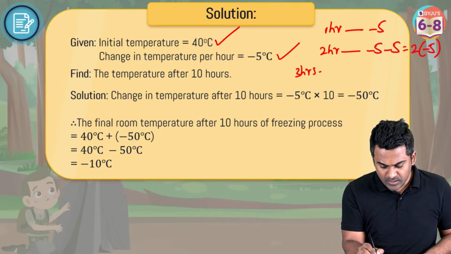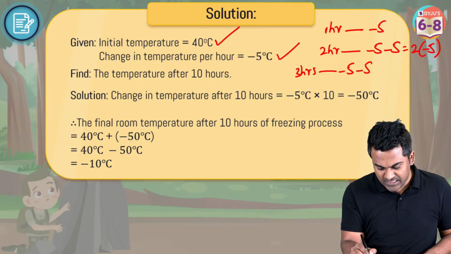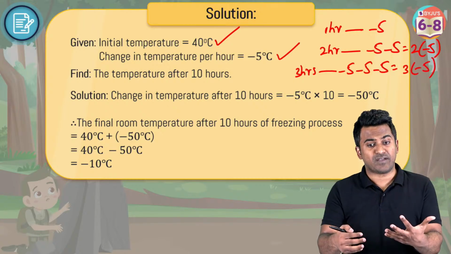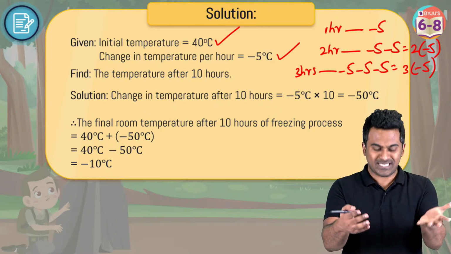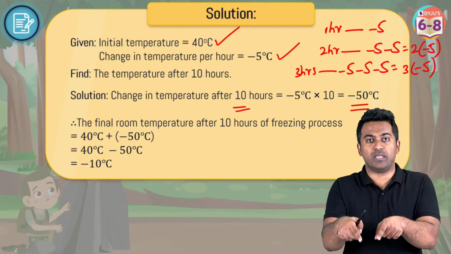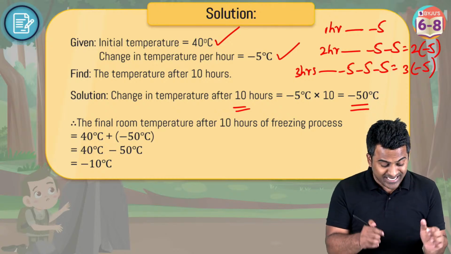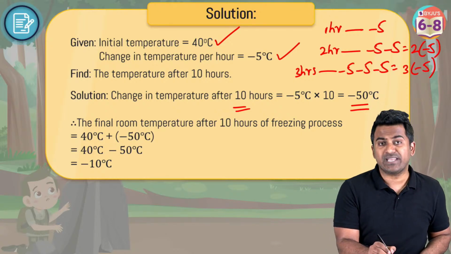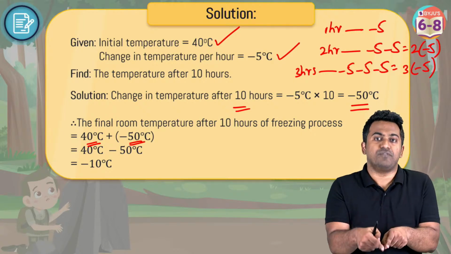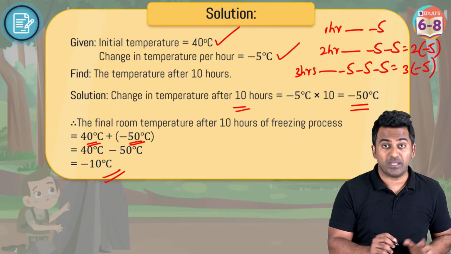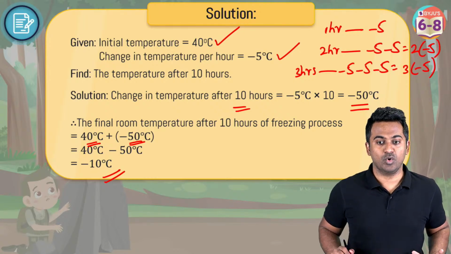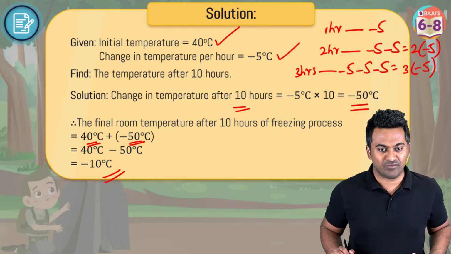In 3 hours, how much is going to be? Minus 5 for the first, minus 5 for the second, minus 5 for the third. So this can be written like 3 times minus 5. So a similar process is going to follow. So after 10 hours, the collective drop is going to be minus 50 degrees centigrade. And that has to be subtracted. Why? Initial temperature was how much? 40. So from 40, if you remove 50, then the temperature is going to be minus 10 degrees centigrade. Okay, cool. So you guys had given me the correct answer.